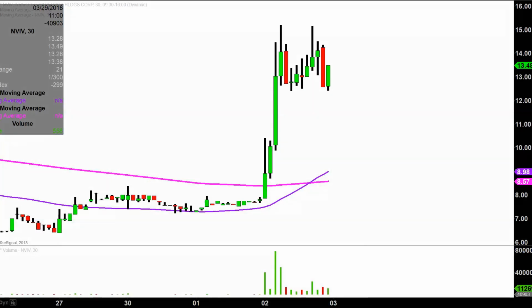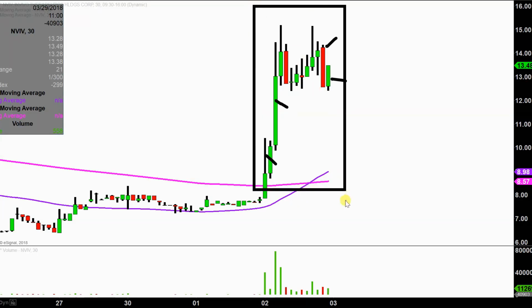Real quick, what do I mean by 30-minute in case maybe you're new to charts? Instead of each one of these candlesticks here representing one day's worth of price action, which is what you would normally see, each one represents 30 minutes. So all this here may look like several days worth of time. It's actually just today's price action broken down into 30-minute time slices.